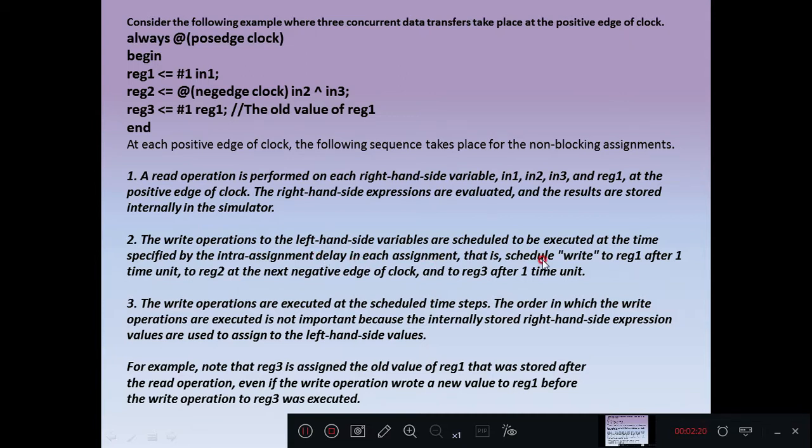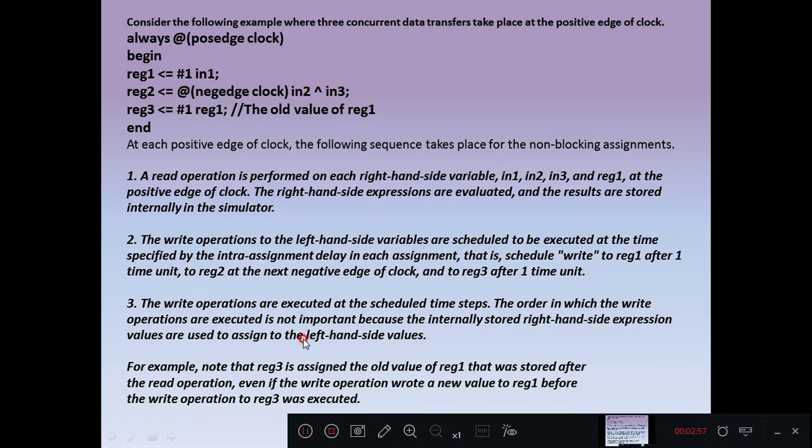That is, schedule write to register 1 after 1 time unit. The delay mentioned is 1 time unit. Write to register 2 at the next negative edge of the clock, and to register 3 after 1 time unit. The write operations are executed at the scheduled time steps. The order in which write operations are executed is not important because the internally stored right hand side expression values are used to assign to the left hand side values.